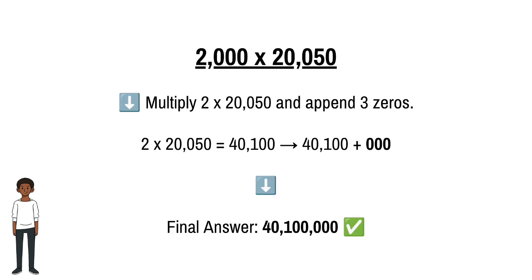Step 5. Put it all together by multiplying 2,000 by 20,050. Use the zero counting trick. Multiply 2 by 20,050, which gives you 40,100. Then append the three zeros from 2,000 to get 40,100,000. So 105 to the fourth power minus 95 to the fourth power equals 40,100,000.